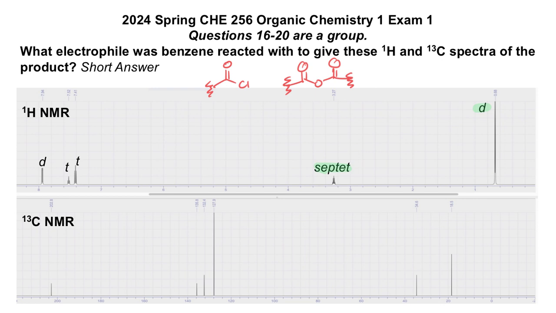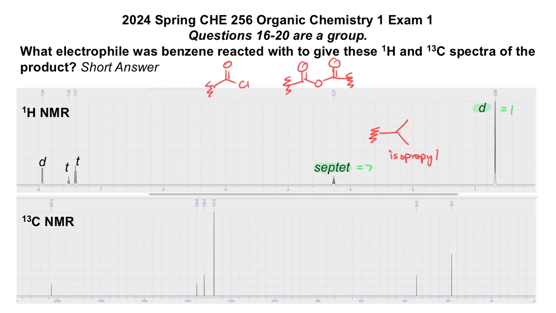So if a signal occurs as a septet, that means it has 6 neighbors. If a signal occurs as a doublet, that means it has 1 neighbor. And so the only thing that you can draw that will give that signature is an isopropyl group. So you have these two methyl groups that integrate to 6. So 6 plus 1 gives you your 7. That's how you end up with the septet.